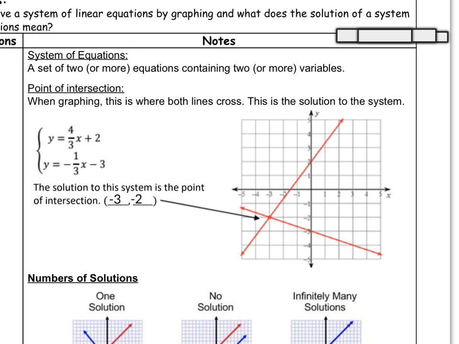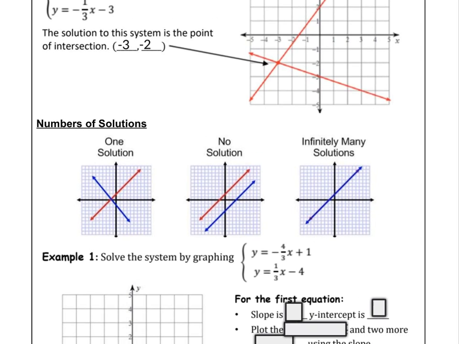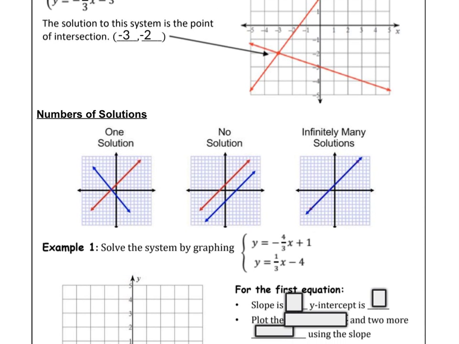When we graph two lines, there are three different possible numbers of solutions. One solution is when they cross at one point. No solution would be like parallel lines, where they never cross, they never intersect. There is no solution. And infinitely many solutions: if you can't tell on your paper here, there's actually a line on top of a line. So that's two lines right on top of each other, and these cross at an infinite number of points. They're crossing everywhere. So we say infinite number of solutions.